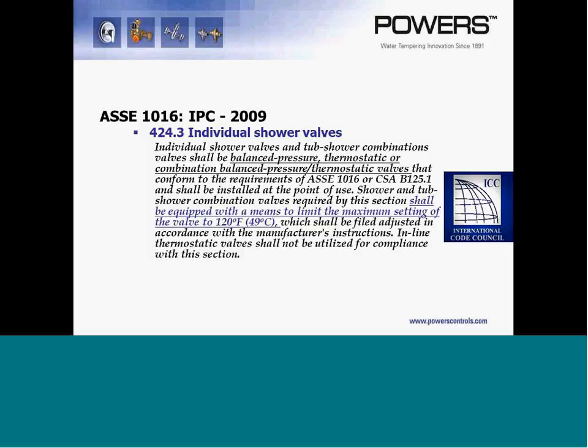And looking at IPC 2009, if you just want to reference how these are referenced, see 424.3, individual shower valves. I'm not going to read that, but it covers that you must comply with either the pressure balance, the thermostatic, or the combination type valve, and must also be equipped with a means to limit the maximum setting of the valve to 120. That's the high temperature limit stop. That limits the travel of the handle to the hot water side of the valve, and you must be able to limit that via mechanical means to 120 degrees Fahrenheit. So that's the reference point in the standard.